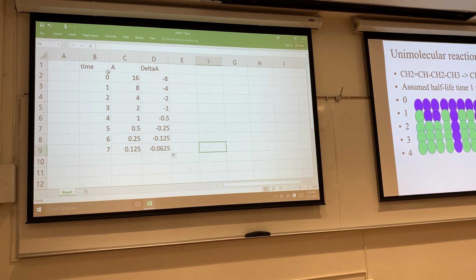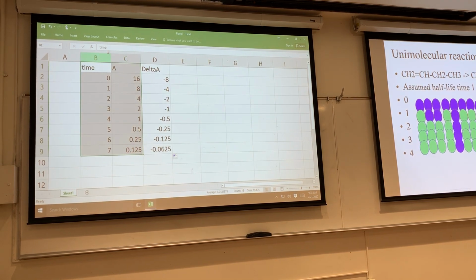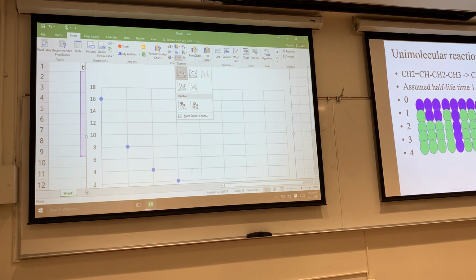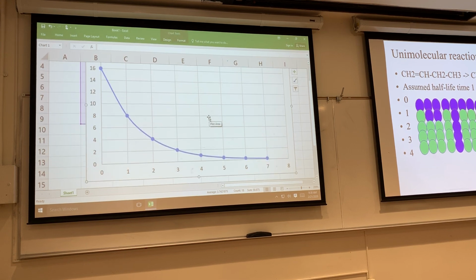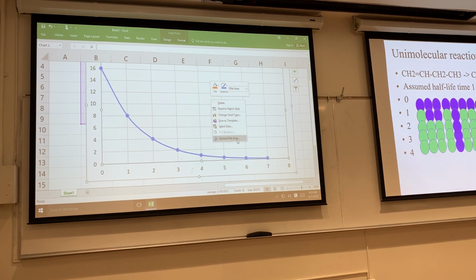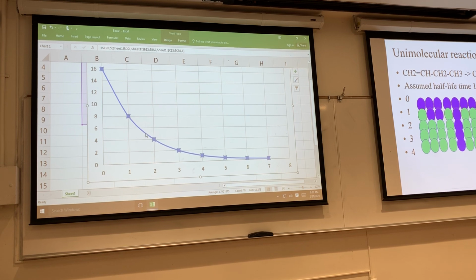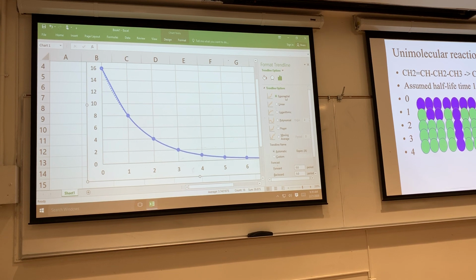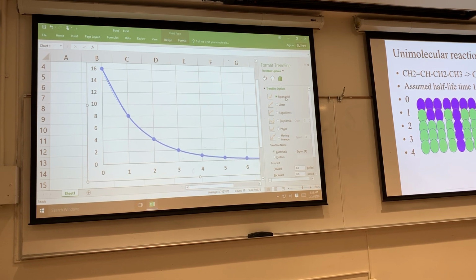So just by looking at this way, just by looking at every minute half of them will decompose, I can now have a plot for the concentration as a function of time. And it looks like this. It looks like a decaying exponential. It is a decaying exponential. You could make the fit line into this, and the trend line into this, and say it is exponential, and we have a perfect fit, as you can see.